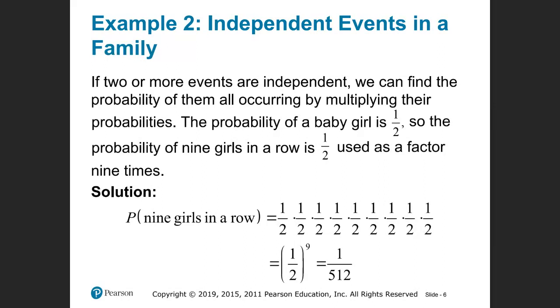Next example, independent events in a family. If 2 or more events are independent, we can find the probability of them all occurring by multiplying the probabilities. The probability of a baby girl is 1/2, so the probability of 9 girls in a row is 1/2 used as a factor 9 times. When we multiply 1/2 nine times, we get 1/2 raised to the 9th power, which is 1/512.